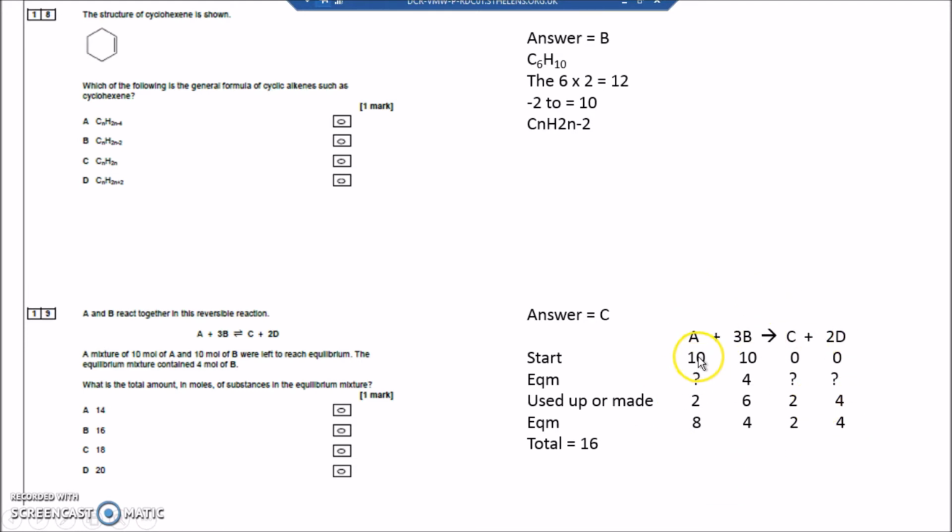So 10 moles of A to start off with, I've used up 2, I've got 8 left over. At equilibrium, I've got 4 moles of B remaining, it tells me that in the question. C, I start off with nothing, made 2, so I've got 2. D, start off with nothing, made 4, so I've got 4. So the total is 8 plus 4 is 12, add 2 is 14, add 4 is 18. So my answer is C, 18. That 16 is wrong. It should be C, 18.